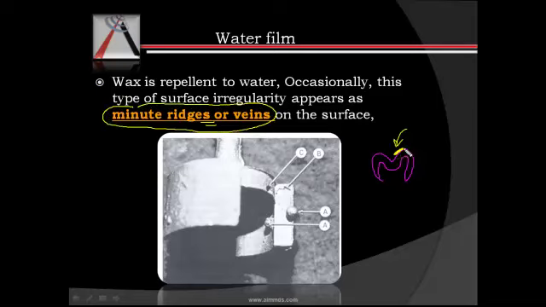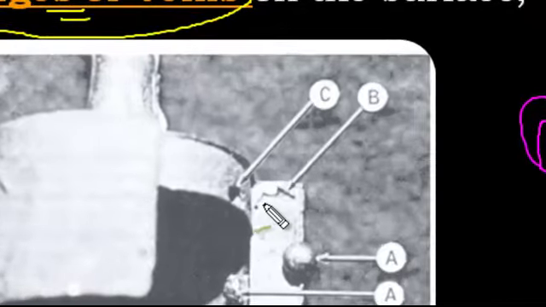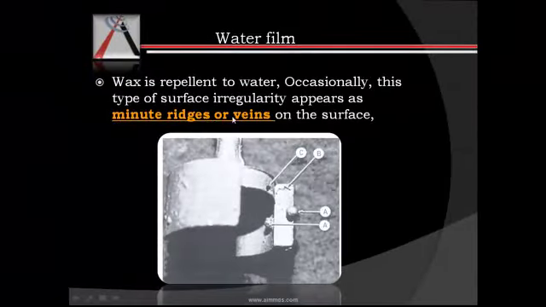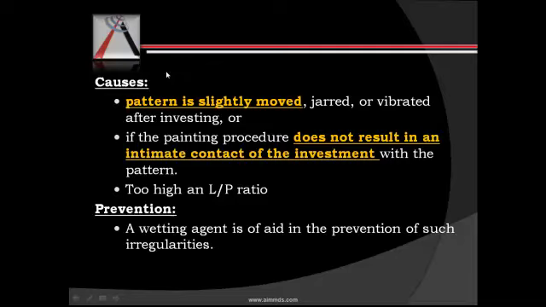So if there is water on the surface of the wax pattern, it could have come from the investment or may have been there on the wax pattern itself, but this water may be reflected in the casting as these minute ridges or veins. So herein we can see the reflection of the water film on the surface of the casting. These are called ridges or veins. Now what causes this water film is, if the pattern is slightly moved, jarred or vibrated, this may result in formation of such ridges.